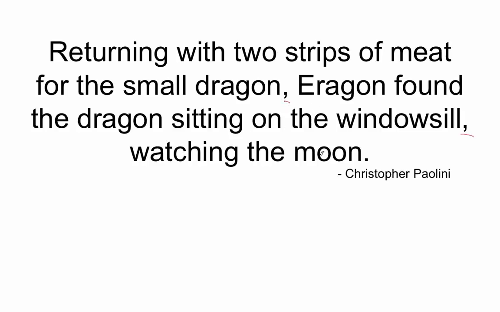So let's take a look at this long-ish sentence by Christopher Paolini from his wonderful novel Eragon. Returning with 2 strips of meat for the small dragon, Eragon found the dragon sitting on the windowsill watching the moon. Okay, so you have to ask yourself again, what's the subject? What's the topic of the sentence? Is it 2 strips of meat? Is it the moon? You have a number of nouns here. And actually, what we can do is to isolate these phrases over here.